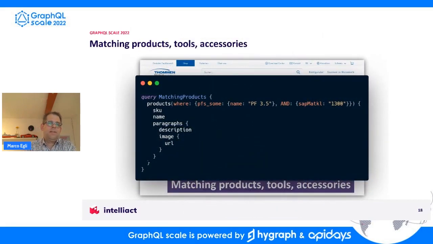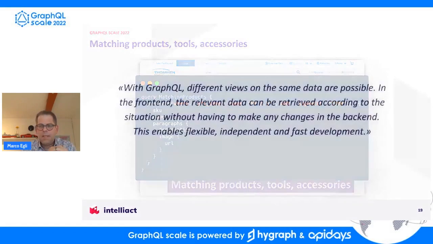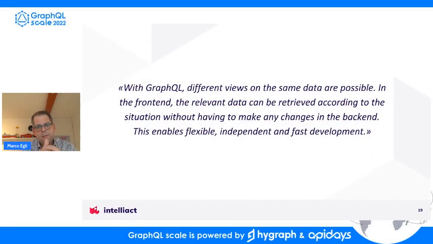And the last case, matching products, is just filtering for products with a specific platform and a specific material class to find the matching product. So matching products can be displayed on the same page as the product detail, and dentists and technicians will find matching products easily. So with GraphQL, many different views on the same data were made possible.